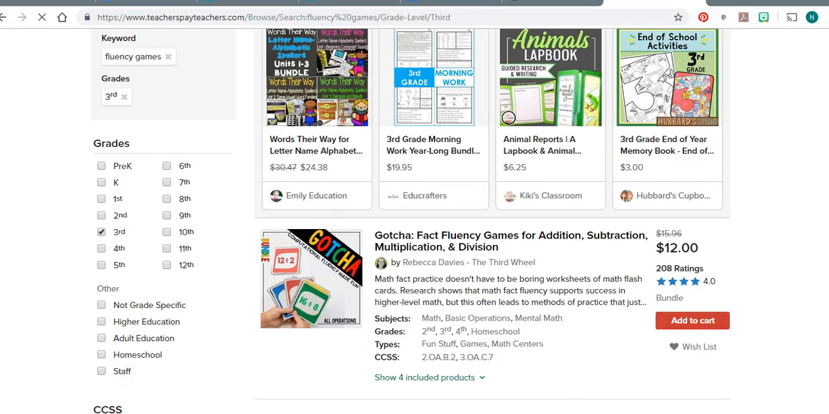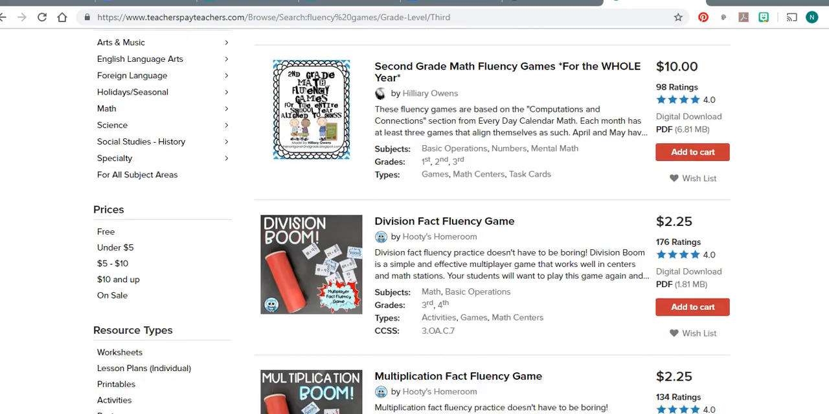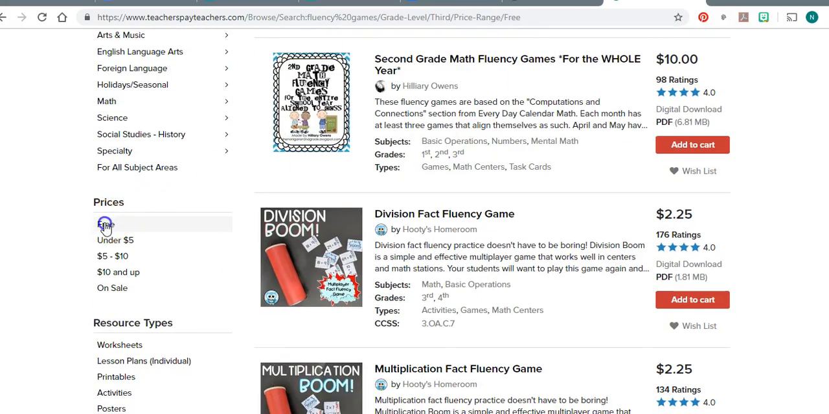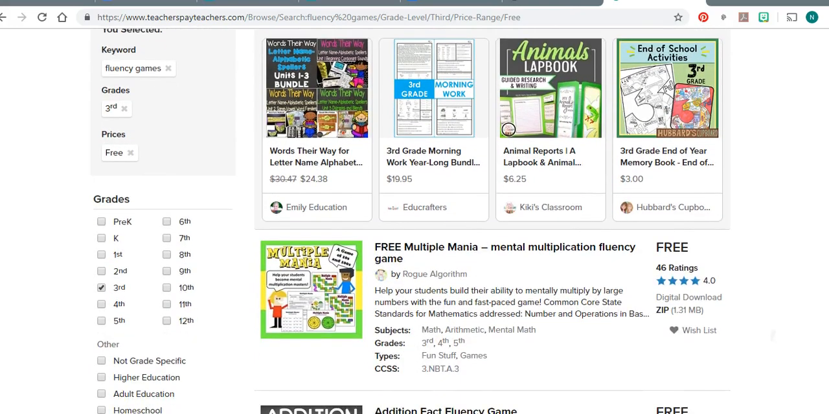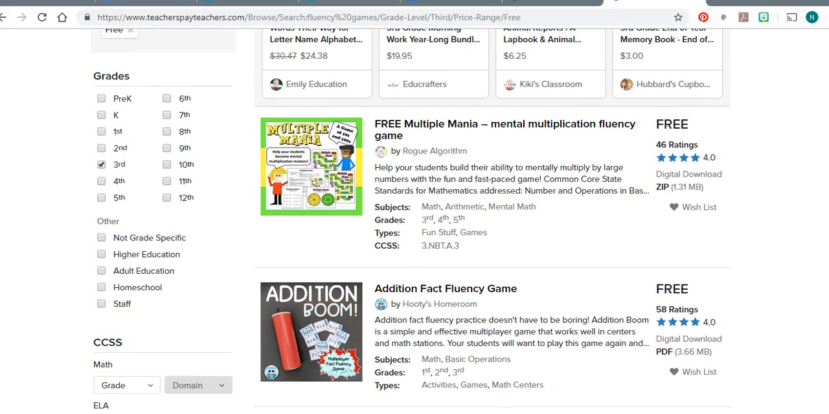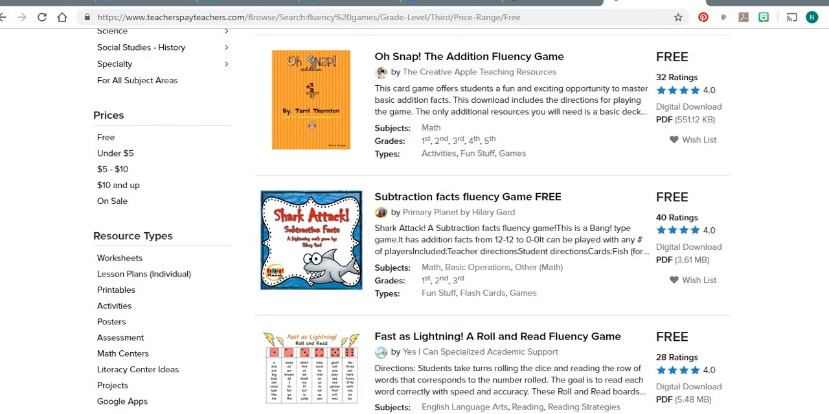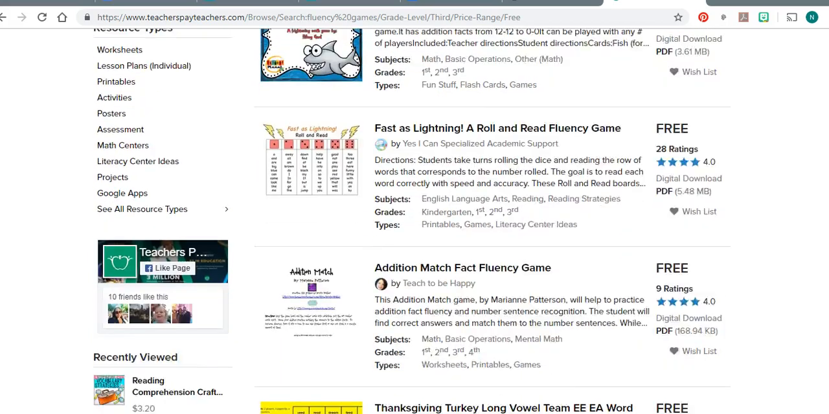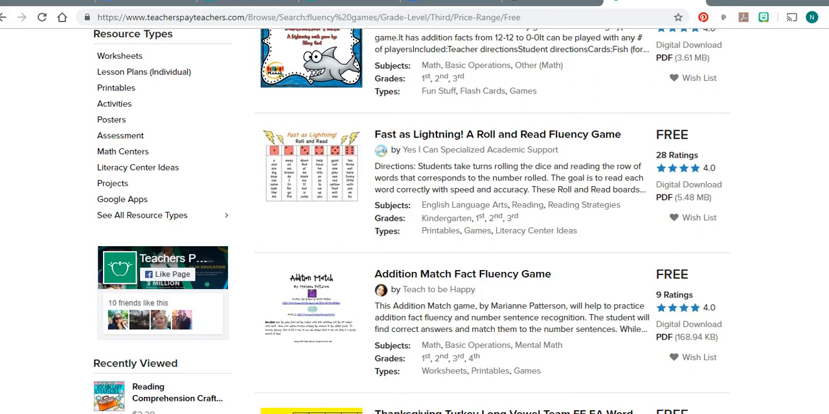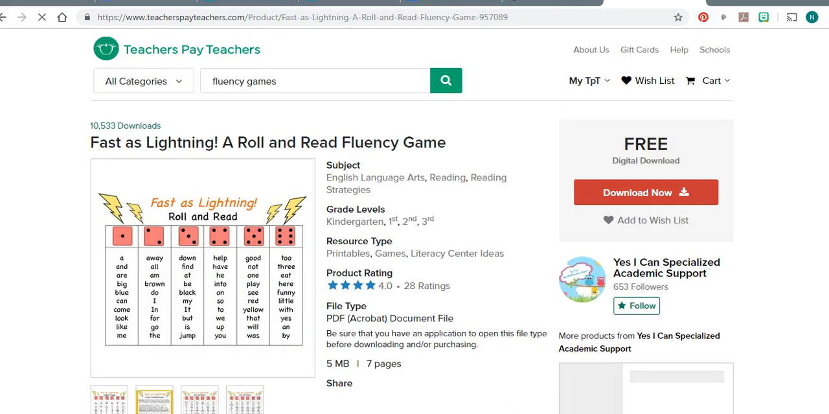Computer's just being slow. And then you scroll down and go to free. Holla, right? And then you get all the free things. You do, again, have to have an account in order to download even the free items, but getting an account is free. This is a fun one. I've seen this on Pinterest. So you roll a dice and they have to kind of read those as fast as they can. Just builds that sight word fluency. So there's lots of ideas here.